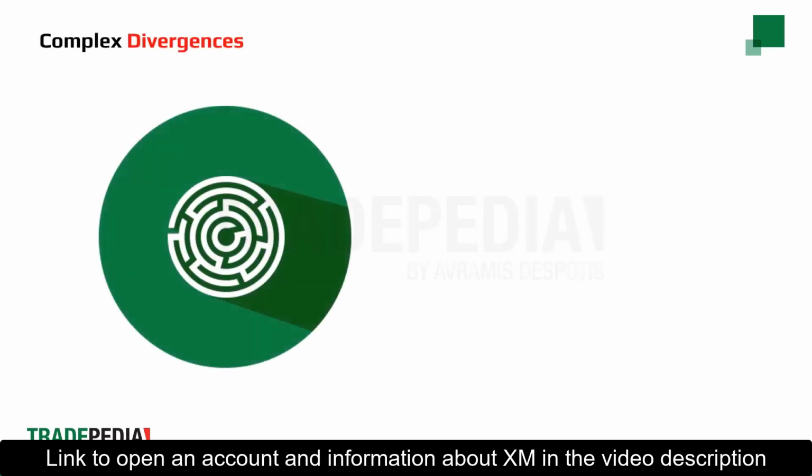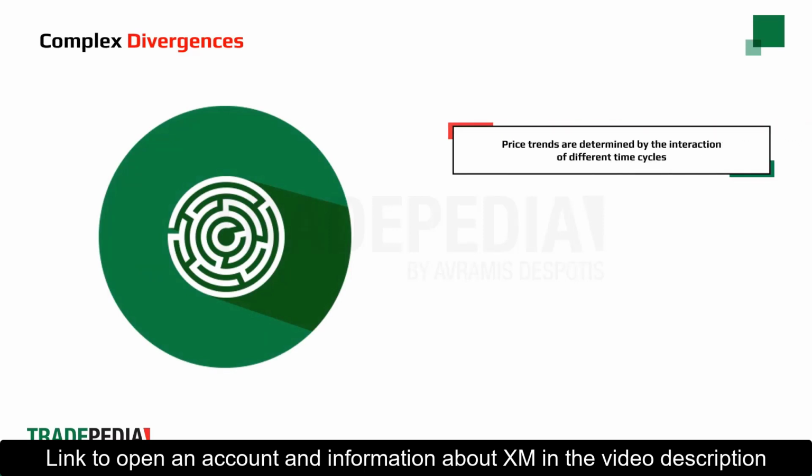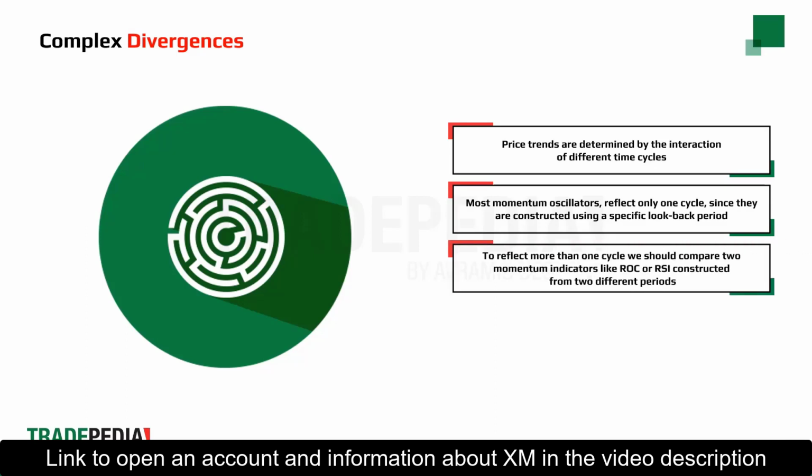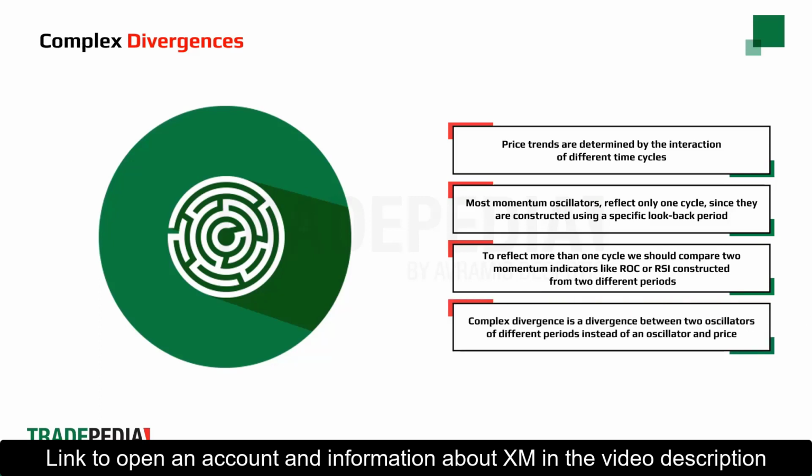Let's see what complex divergences are. Price trends are determined by the interaction of different time cycles. Most momentum oscillators reflect only one cycle, since they are constructed using a specific look-back period. To reflect more than one cycle, we should compare two momentum indicators, like ROC or RSI, constructed from two different periods. The complex divergence is a divergence between two oscillators of different periods instead of an oscillator and price.